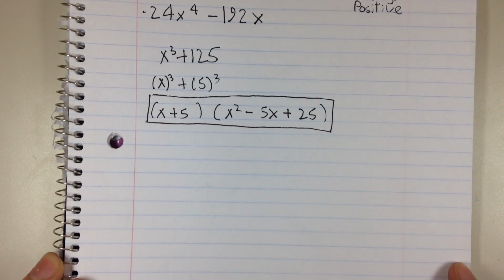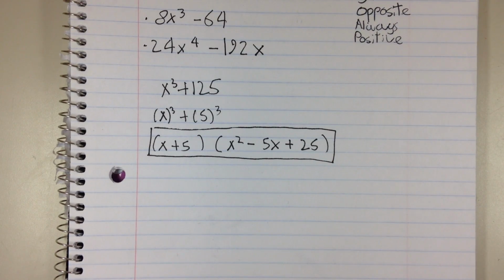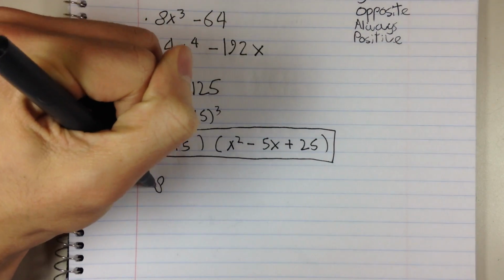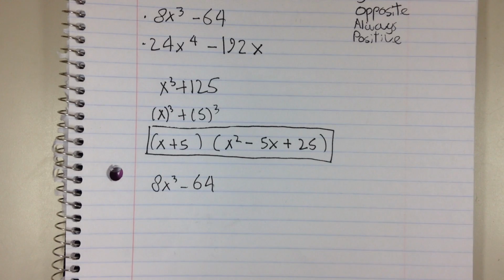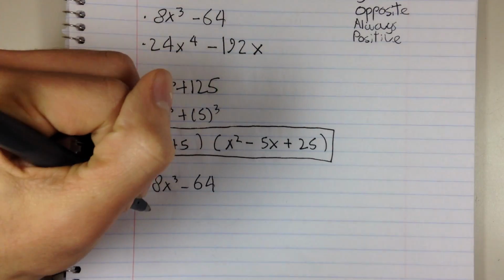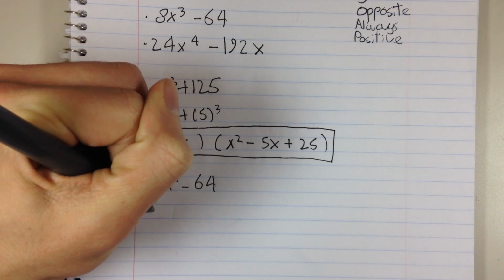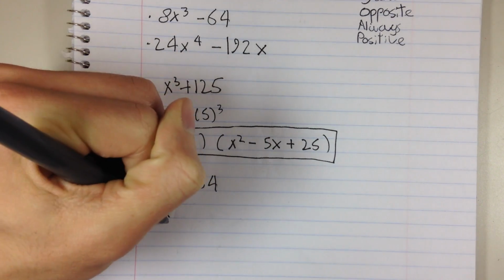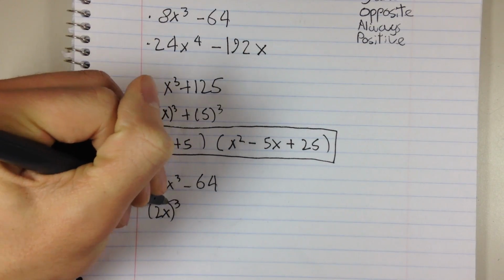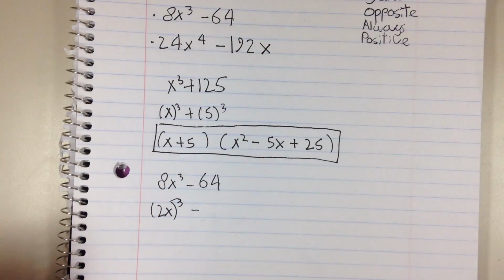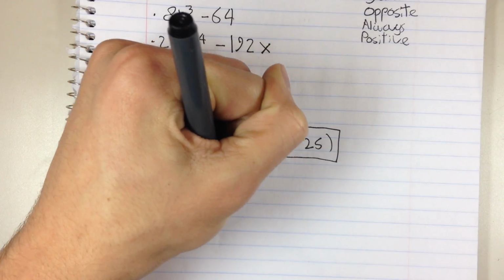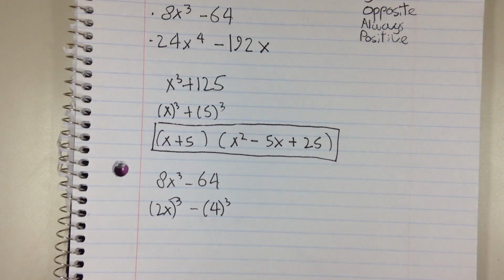And so for the next problem, the concept is the same. We're going to do 8x cubed minus 64. And so in this problem, once again, we have two terms that are the cube of something. And so for that first term, that would be 2x. So we're going to write that as 2x cubed. And for the second term, it's going to be negative 4. Because 4 cubed is 64.